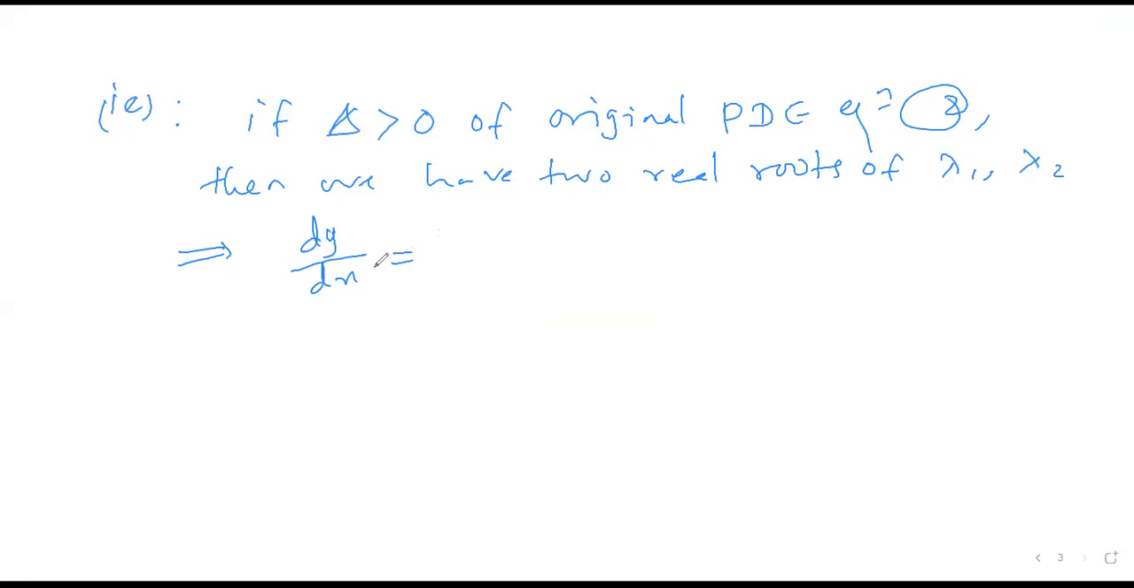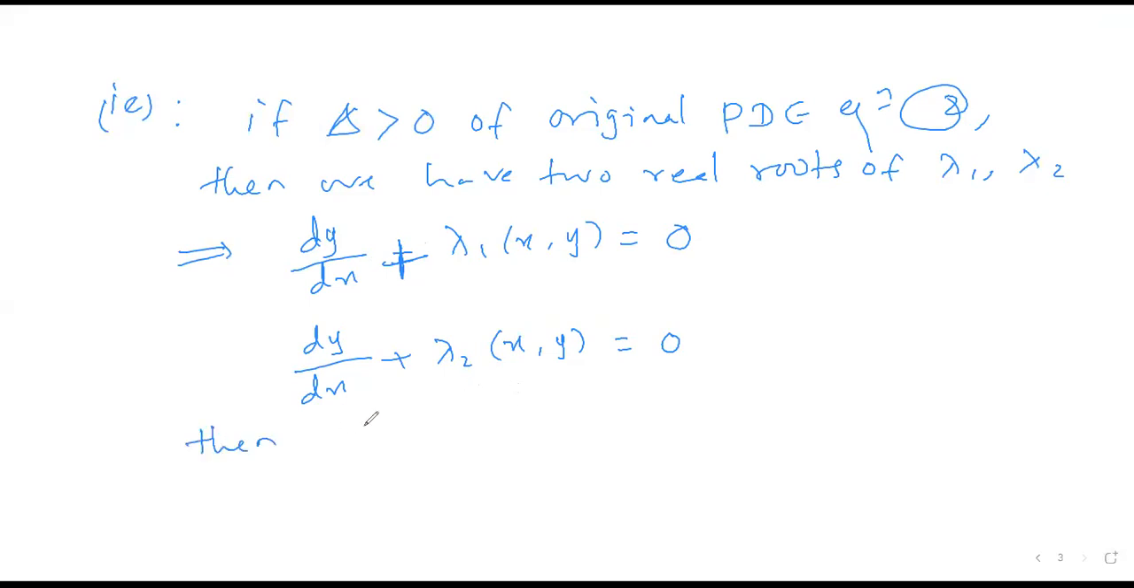So I will have two characteristic equations. Let's write like this: lambda 1 of x comma y is equal to 0, one of the equations. If you write the next characteristic equation, lambda 2 of x comma y is equal to 0. We will have two roots.